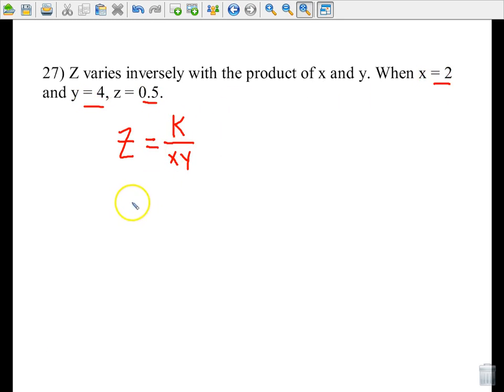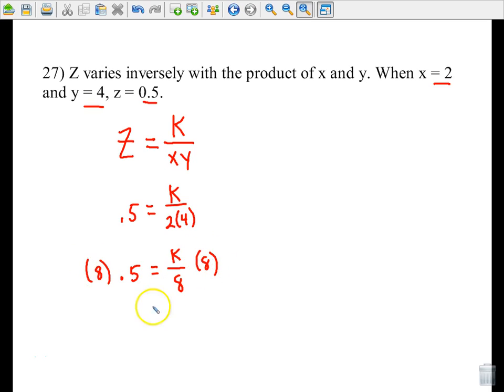So just plug in. z is 0.5, x is 2, y is 4. We end up with 0.5 equals k over 8. If I want to find out what k is, I just multiply by 8 on both sides. 8 times a half is 4. Now I can write my official function that represents this relationship: z is equal to 4 over x times y. Easy enough, and that's my answer, part A.